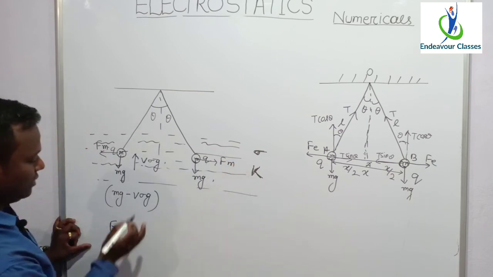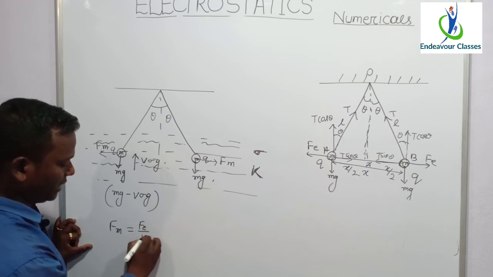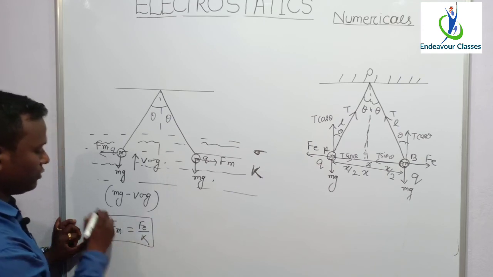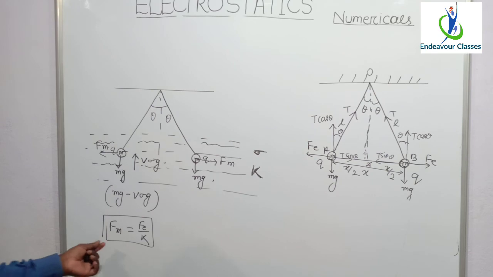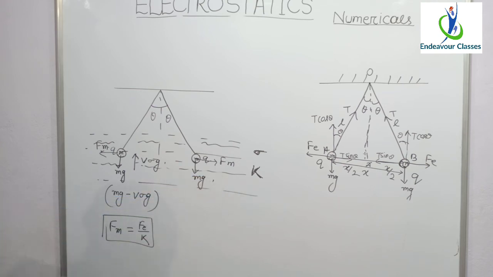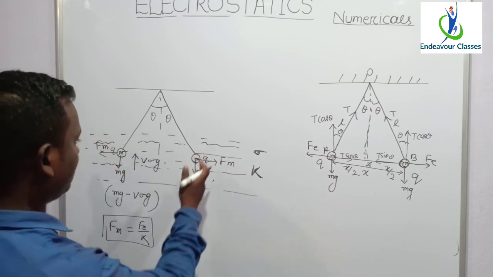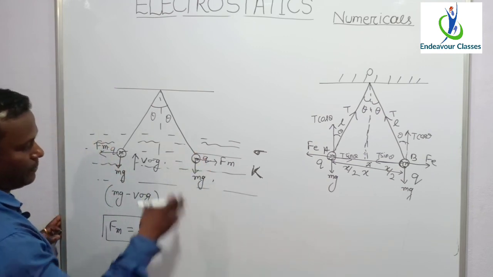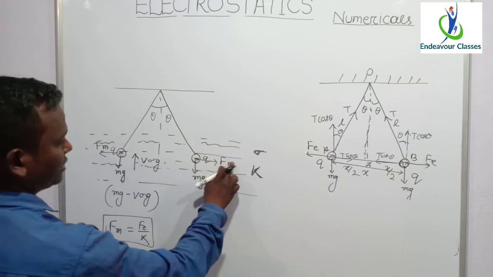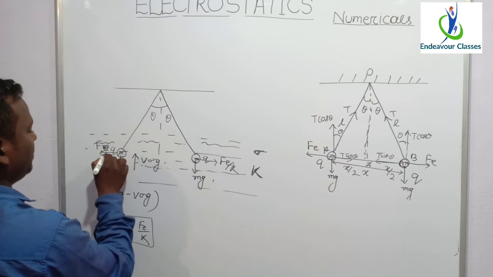So it will be Fm, that means force in the medium. That force in the liquid medium will be equal to Fe by K, as we know from our previous chapters, that the force in that medium will be the force in the air divided by the dielectric constant of the medium. So here the force inside the liquid will be decreased by the factor K. You can also write it as Fe by K.